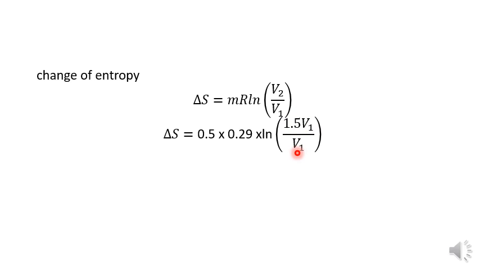So V1 and V1 will get cancelled and the remaining is ln 1.5. So calculate ln 1.5, meaning log base e 1.5, into 0.29 into 0.5. So delta S is 0.0588 kilojoule per Kelvin. So this is the change in entropy during the isothermal process.